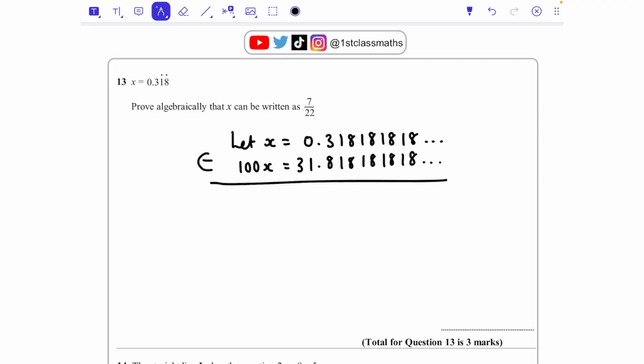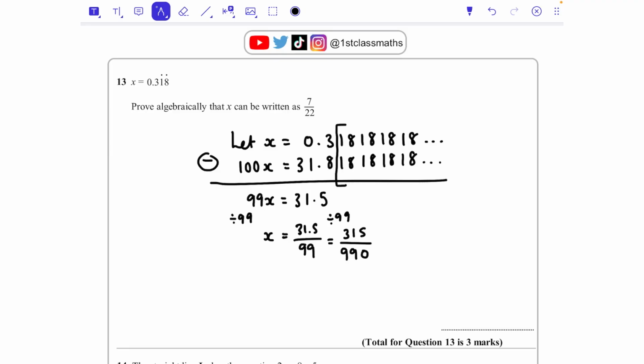And then I can subtract. I'm going to do the bottom row, take away the top row. So 99x equals 31.8, take away 0.3. Everything beyond that would cancel. 1 take 1, 8 take 8, and so on. It would all be gone. So I've got 31.5. So x would equal, dividing both sides by 99, 31.5 over 99. Can't leave a decimal point in the fraction though, so it's going to be 315 over 990, which is 7 over 22.